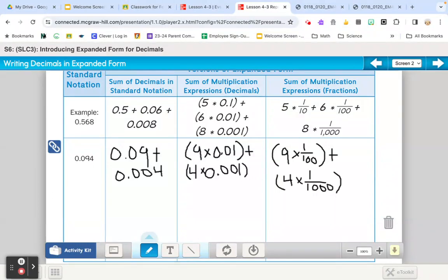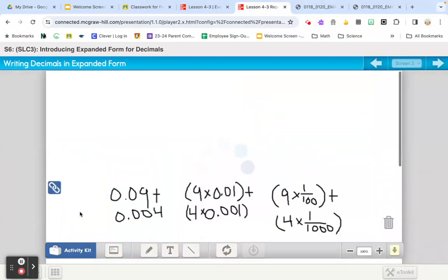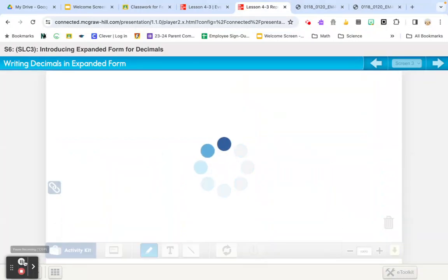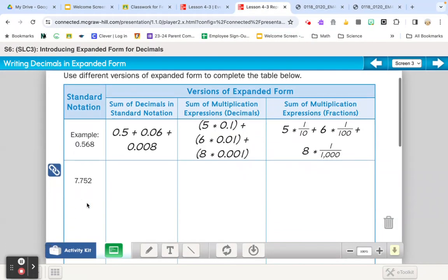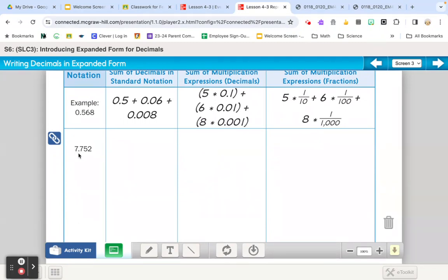And then we're done. So check your work to see if you got them correct. And then if you did, let's go ahead and move on to the next row. Go ahead and try to write 7 and 752 thousandths in expanded form. Pause the video, and then you can unpause to check your work.